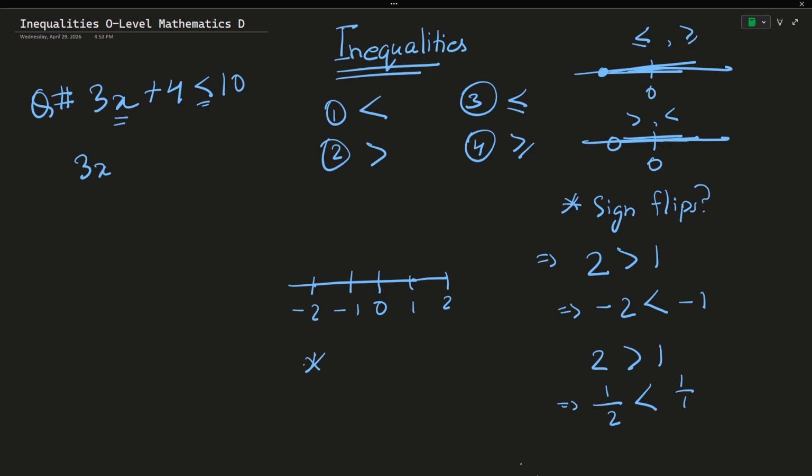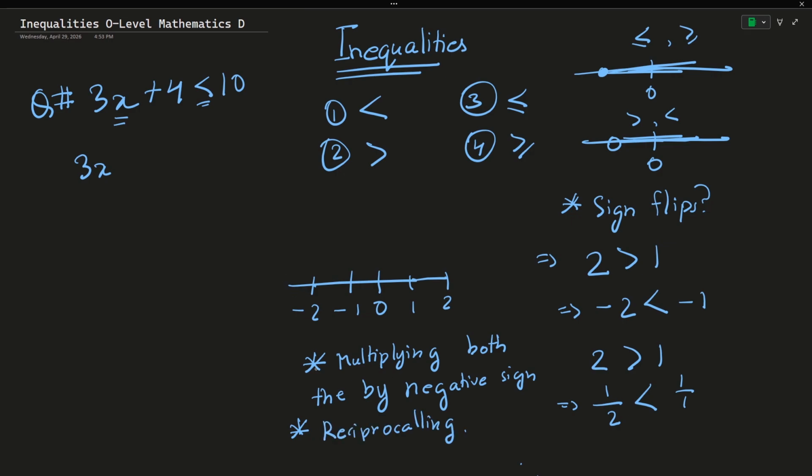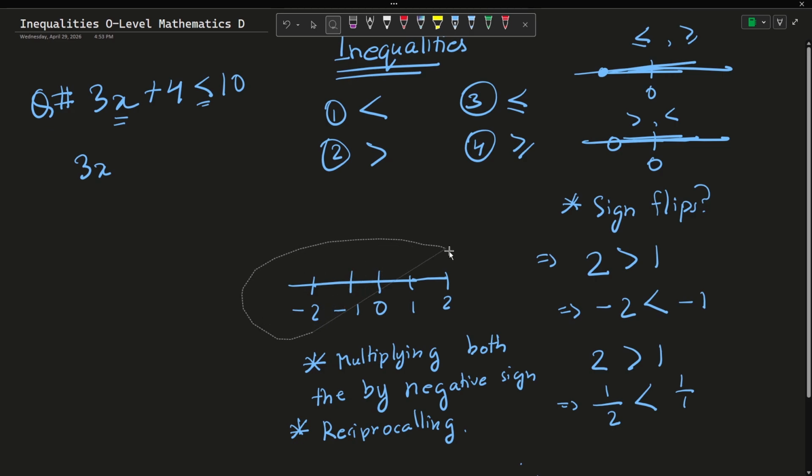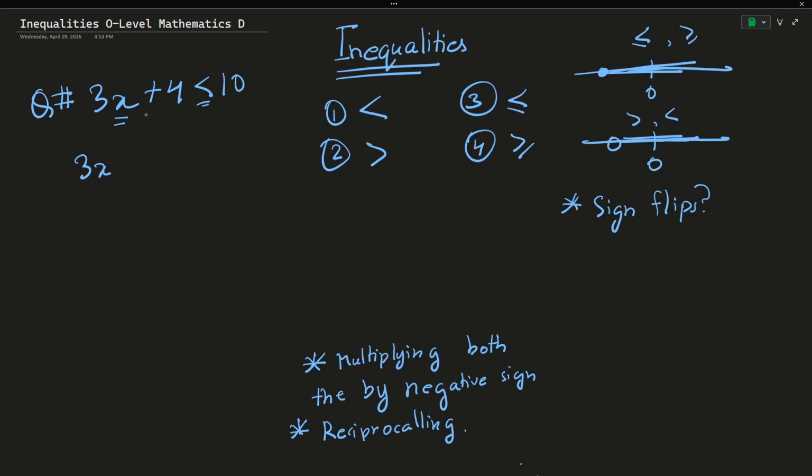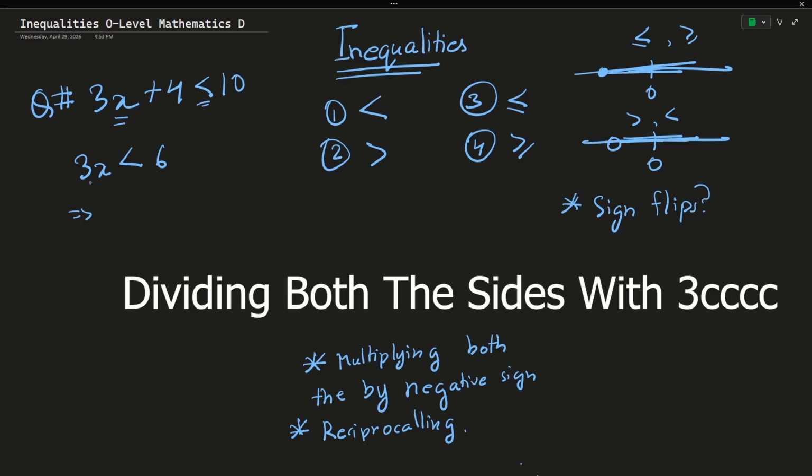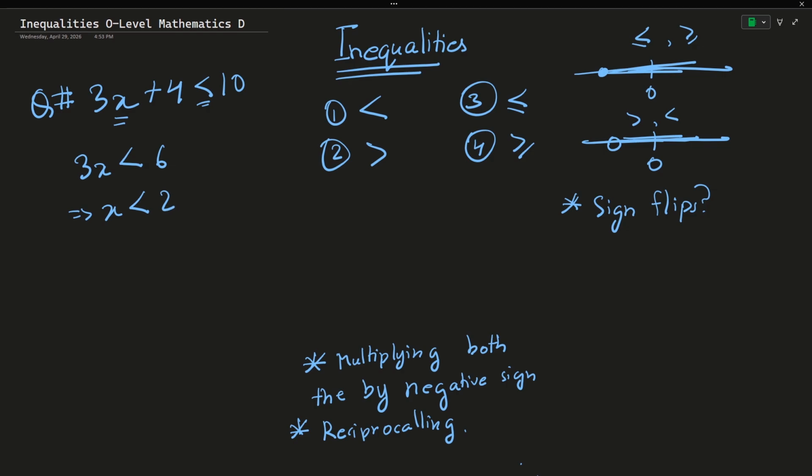So when does the sign flip? When multiplying both sides by a negative number, and when taking reciprocals. Yeah, so these are the things you have to remember. Let me also clear some space so that we can complete our example. Now if I subtract 4 from both sides, we get 3x is less than 6, and if I divide both sides by -3, it will just be x is less than 2.